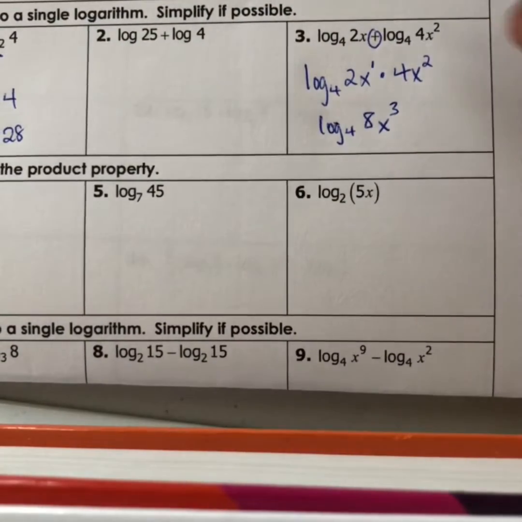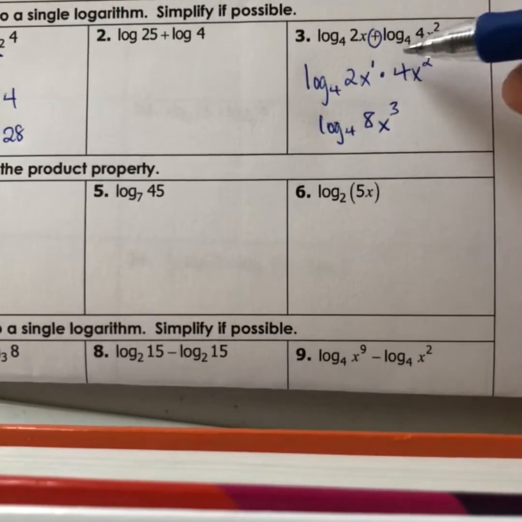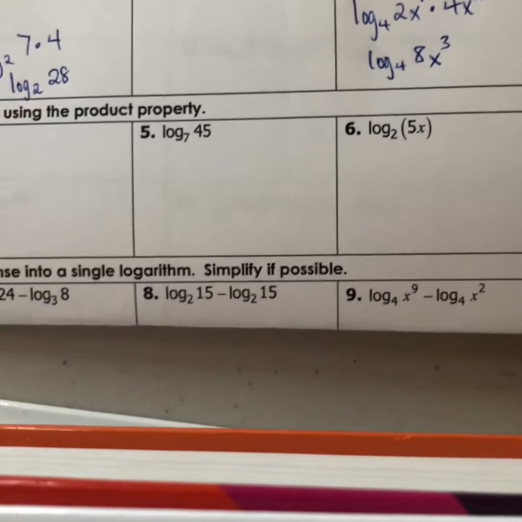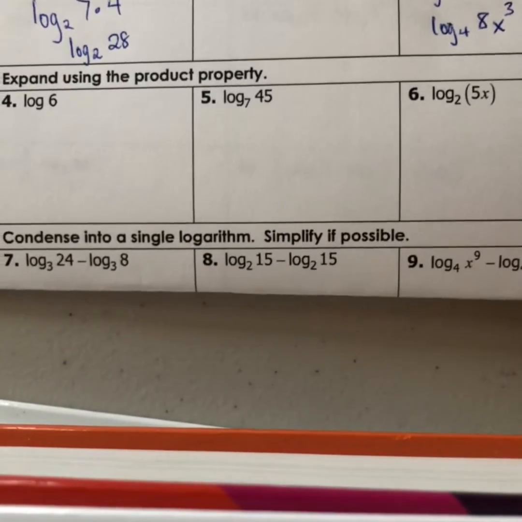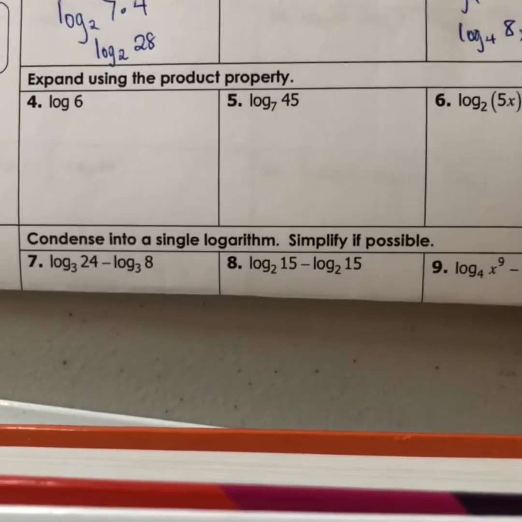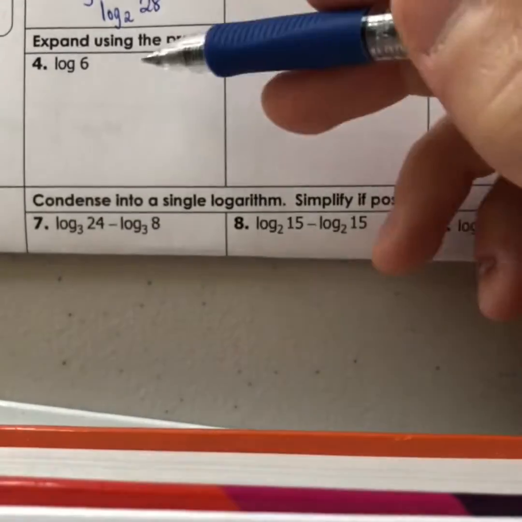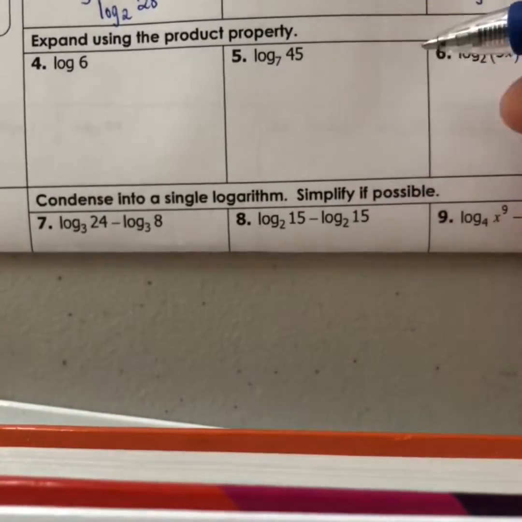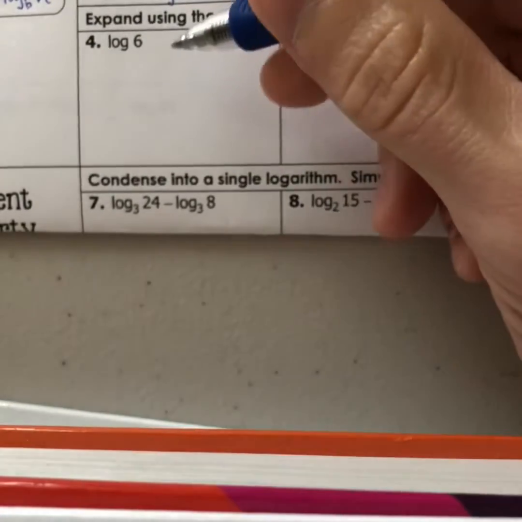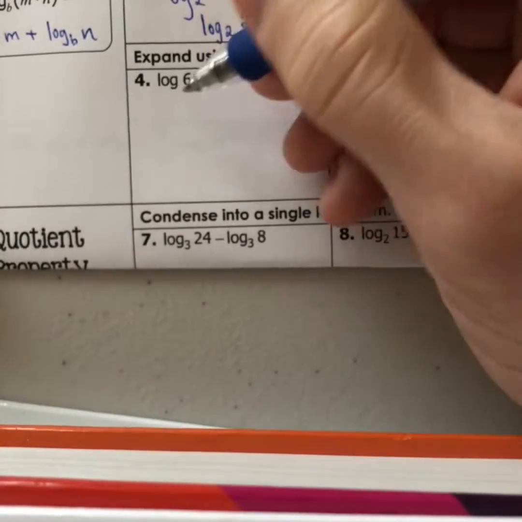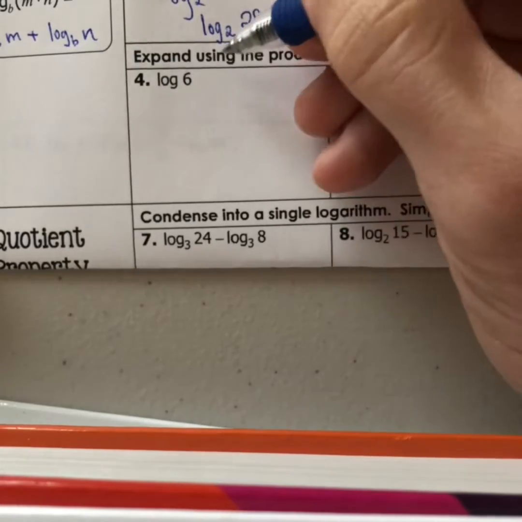In terms of condensing, when you see addition and they're logs with the same base, you can turn that into multiplication, which will come in handy next week when we start solving equations involving logs. And like we said, you can also expand these. So in this case, if it's log of 6, we could think what multiplies to 6.